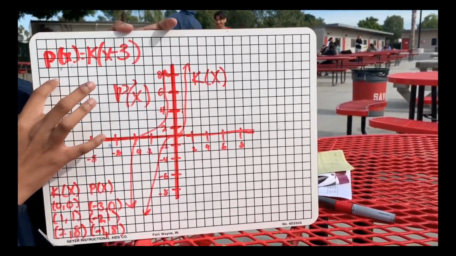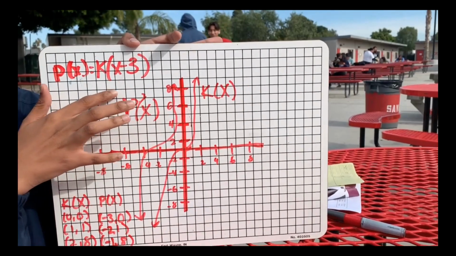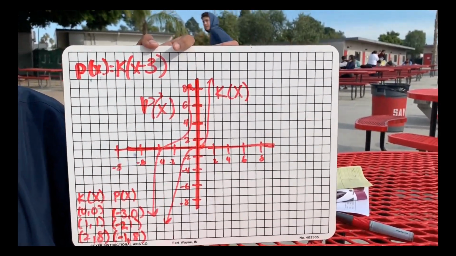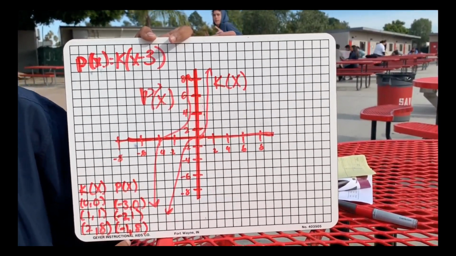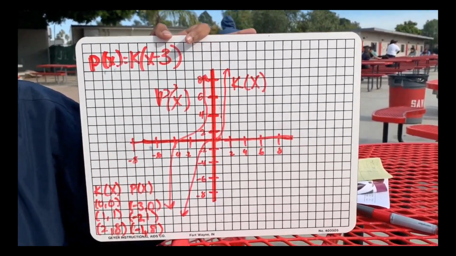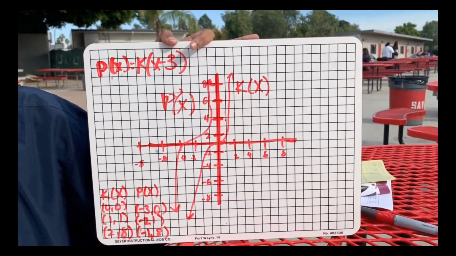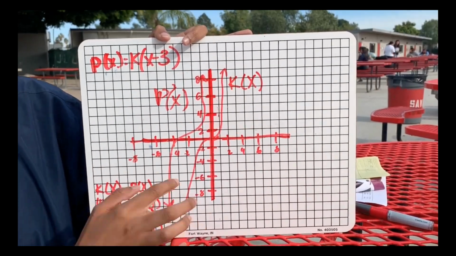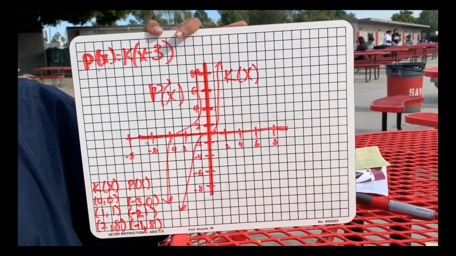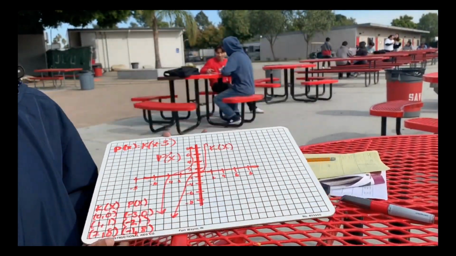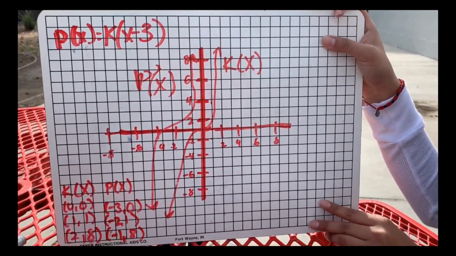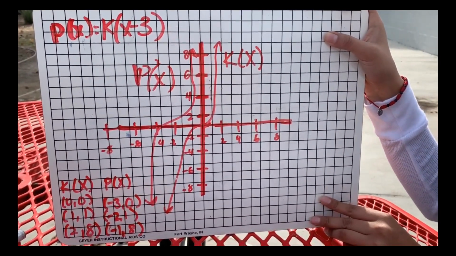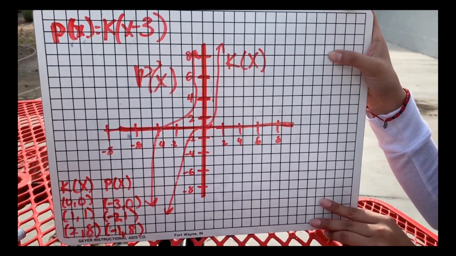Because p of x is x minus 3, you have to subtract 3 from x. So the new points are negative 3, 0, negative 2, 1, and negative 1, 8. And this is the new line on the graph. The points of p of x are 0, 0, 1, 1, and 2, 8.